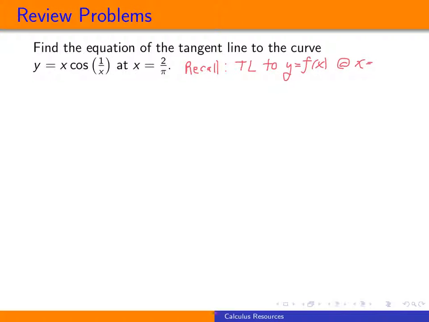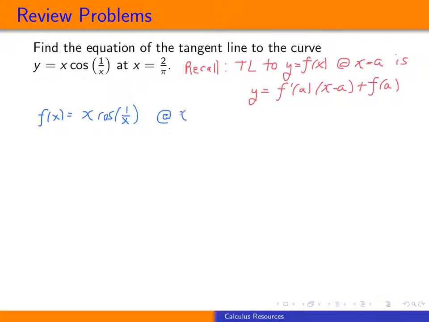at x equals a, that tangent line is given by y equals f prime a times x minus a plus f of a. That is the line going through the point a comma f of a with slope given by f prime of a. For the problem we are given here, our function is x cosine 1 over x, and we want to find the tangent line at the value x equals 2 over pi.